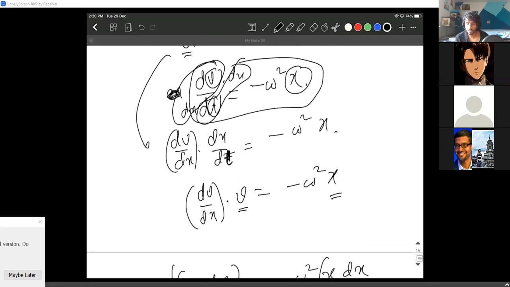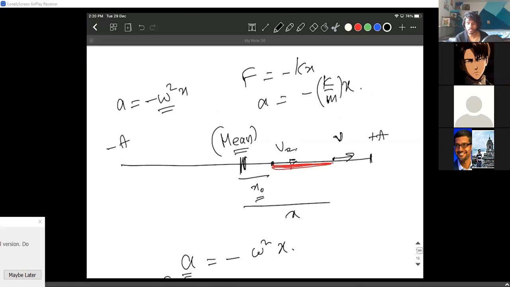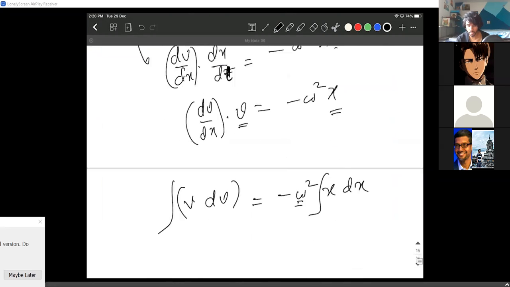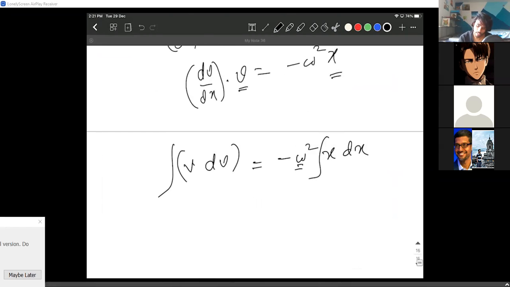Now, when we put the integral limits, what do we need to put? Where did we start? We started at some x naught displacement and went to x. We started with v naught velocity and went to speed v. So v naught to v, x naught to x.